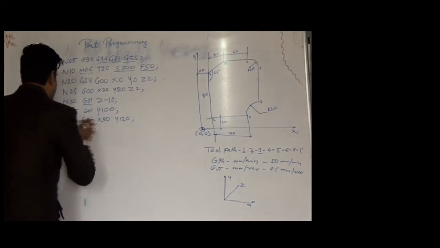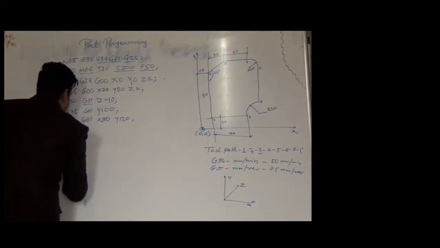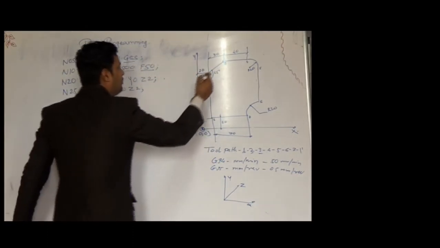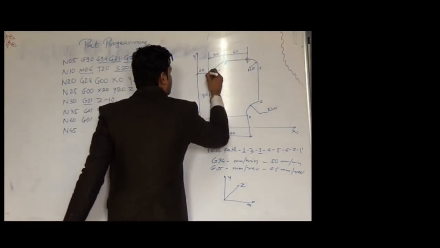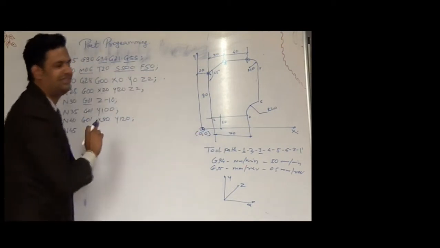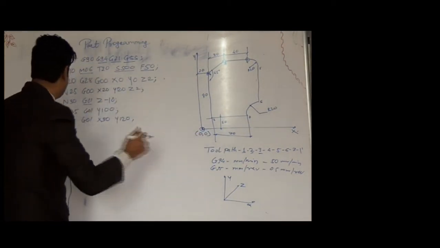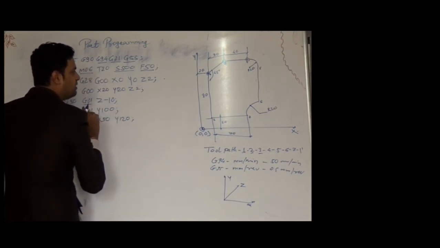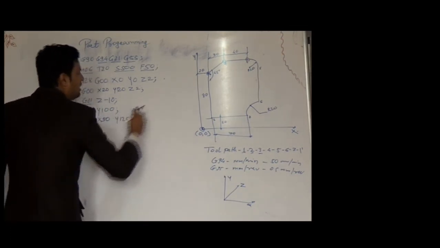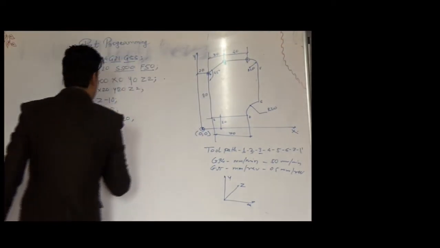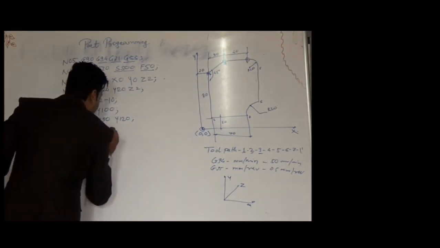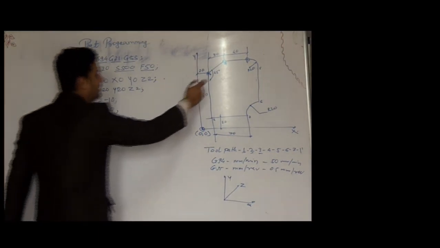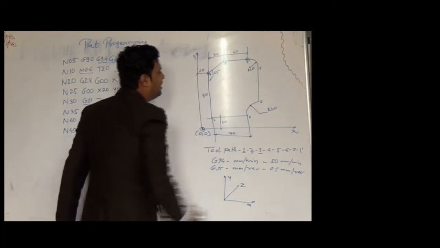Okay, then N45, from now the cutter is at position number 3. Now it will move from 3 to 4. This is also a linear motion. So G01, only x will be changed, y will remain the same. X is 20 plus 30 plus 40 equal to 90. So now in a linear way the profile will be cut till position number 4.